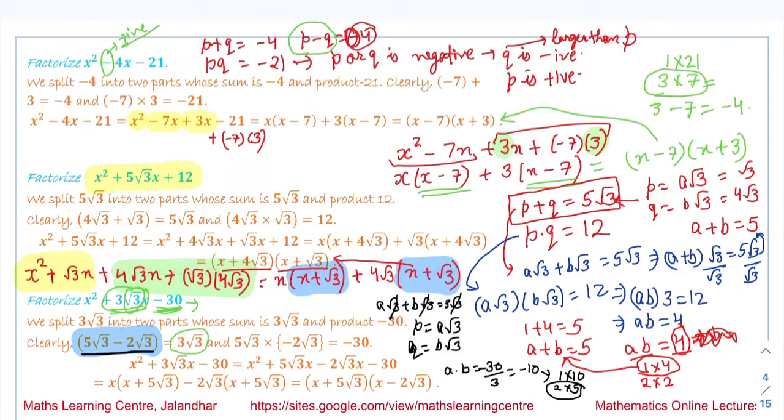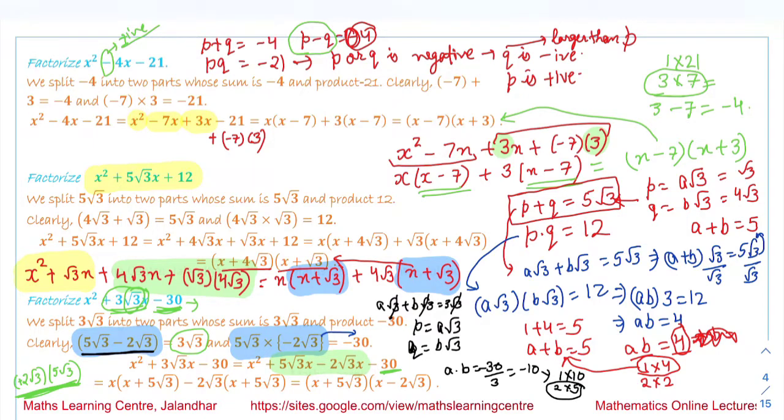And the second part is, if we are taking 5 root 3 and minus 2 root 3, their product is minus 30. So this is how we are going to write these terms over here. In place of minus 30, you can write 2 root 3 into 5 root 3. The minus sign is already there, so you need not put it again.